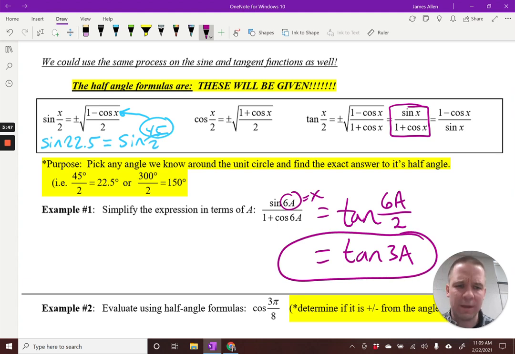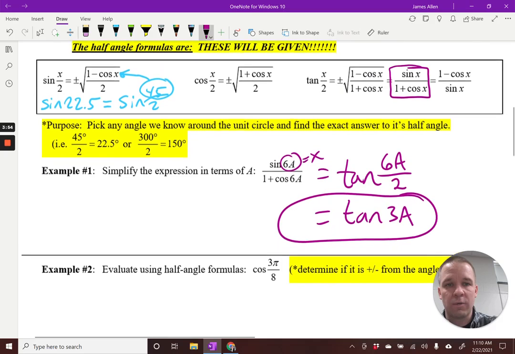I know sometimes it's like, wait, what? That's all I had to do? Yep, that's all we had to do on that one. Cool. Let's go to example 2 now. Oh boy, we got real stuff going on.